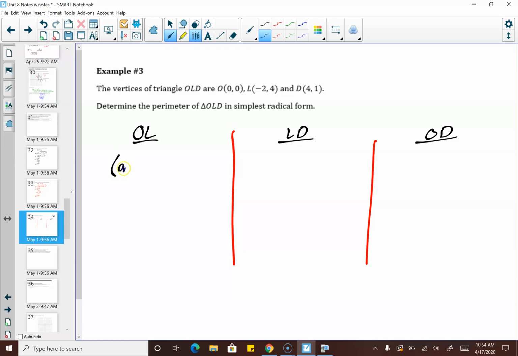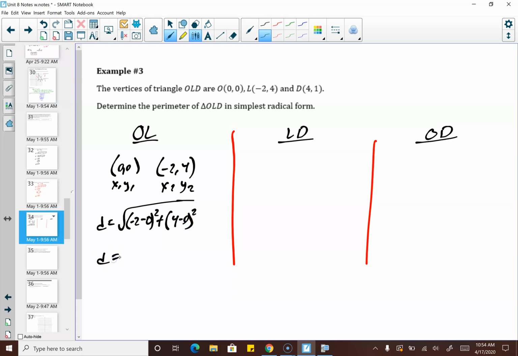All right, for OL, 0, 0 will be my x1, y1, and then negative 2, 4 will be my x2 and y2. So D equals, it'll be negative 2 minus 0 squared plus 4 minus 0 squared. If I plug all of that into my calculator, I'm going to get the square root of 20, which when I split it, square root 4, square root 5, gives me a distance of 2 square root 5.